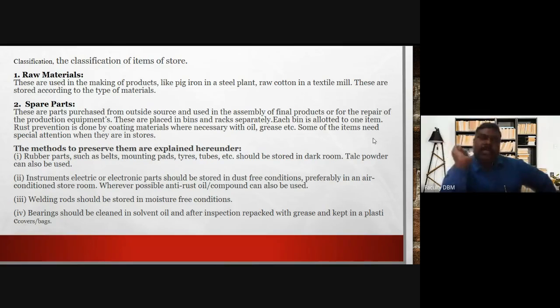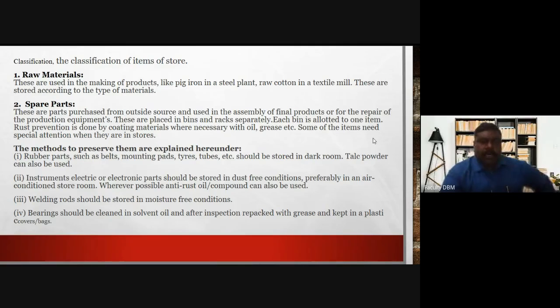Spare parts should be kept separate because they are used for assembling. Earlier, raw materials were used for manufacturing or converting iron into steel and raw cotton into textile. That way their processing will be done. But here spare parts are semi-finished goods. They are used for assembling, and so as not to get damaged, they need oiling and greasing. Some methods to preserve them are explained here.